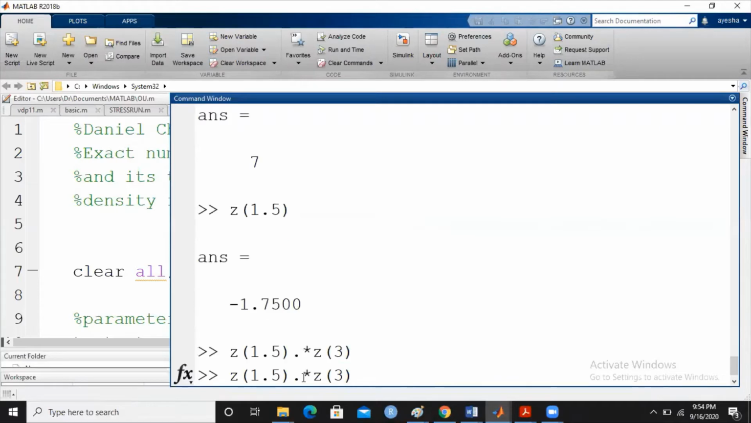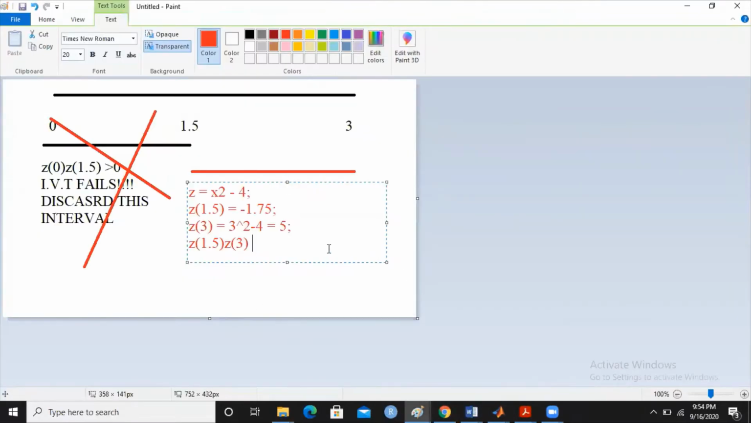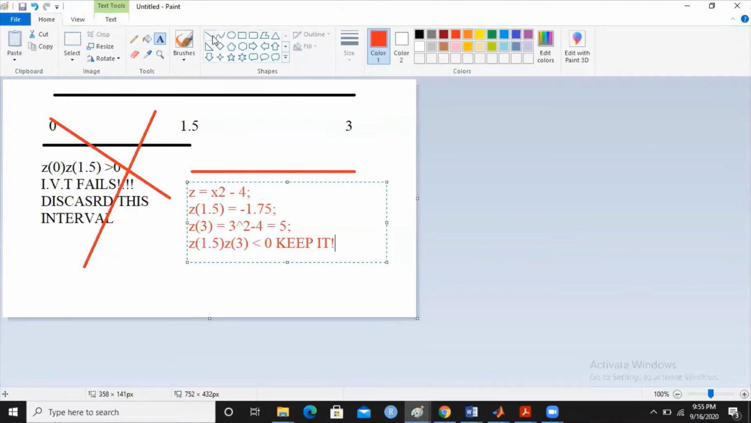So let's see. Now the answer is a negative number, so you will say keep it. Now go to the next step. What is the next step? The next step says that your main interval is now this interval, 1.5 till 3, and what are you going to do? You will find the midpoint of this interval.